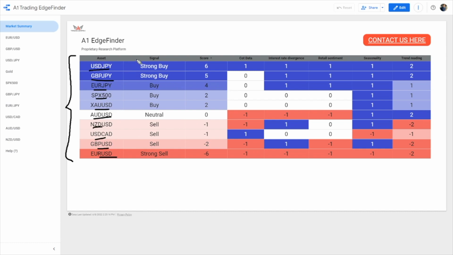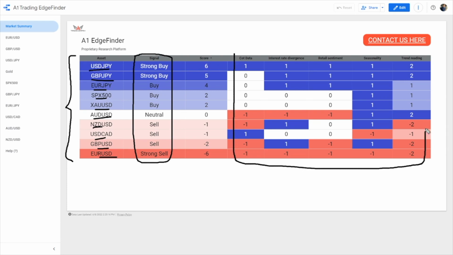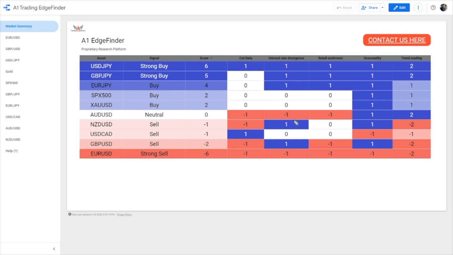And what this is doing is it's actually producing a signal for each of these major markets real time. Which is really, really exciting. So what this thing is doing is it's basically taking a combination of metrics, as you saw on that previous screen, which we'll go back and explain more in just a second, a list of major components, things like the COT reports, the interest rate divergence between a currency pair, the retail sentiment, seasonality, and trend reading. It's assigning scores to each one of these. A more positive score means that it will rank higher as a potential buy. A more negative score will result in a negative score and potential sell signal like we see here on euro dollar.